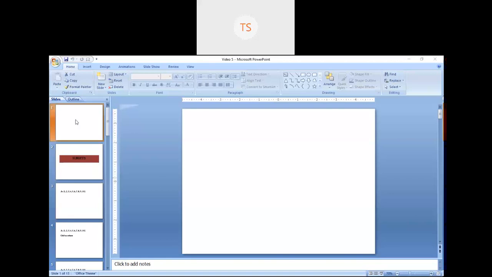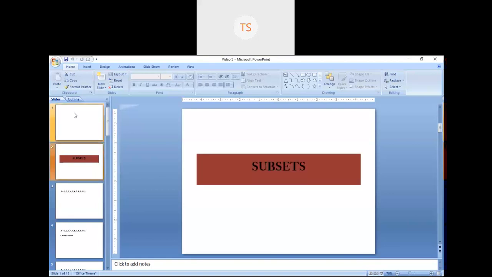Okay. So here today we will discuss subsets. I think in the last class I gave you some clues or hints on subsets. So today we will discuss in brief, in detail, all the definitions and some points on subsets.